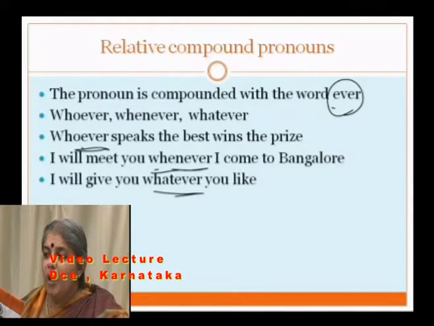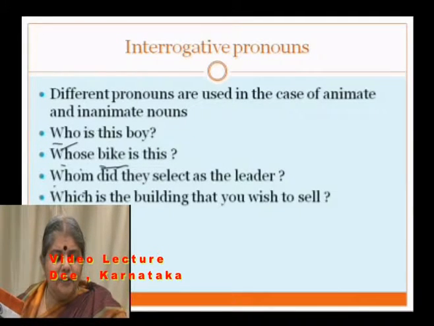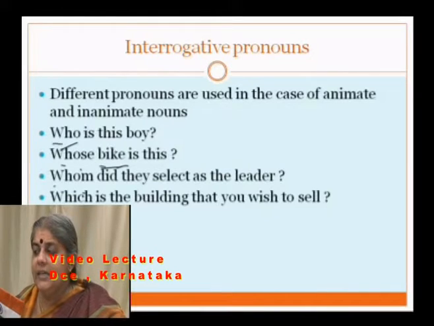Relative compound pronoun. It talks about what? Ever. And whoever talks about what? The relative. It talks about something related to a person or a thing. We come to another division, the fourth division, that is interrogative pronoun.